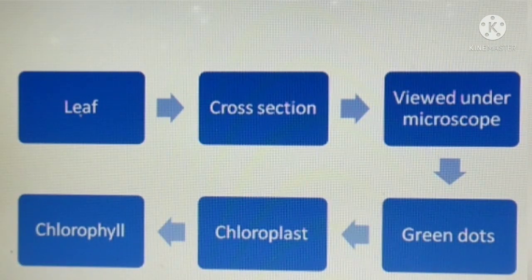Here we are taking the leaf, doing a cross section and viewing it under the microscope. While viewing under the microscope, we can see green dots are present. What are these green dots? These green dots are the cell organelle that we call the chloroplast. Chloroplasts are green in color because of the presence of a pigment called chlorophyll.